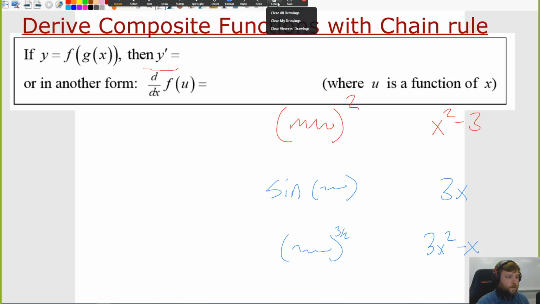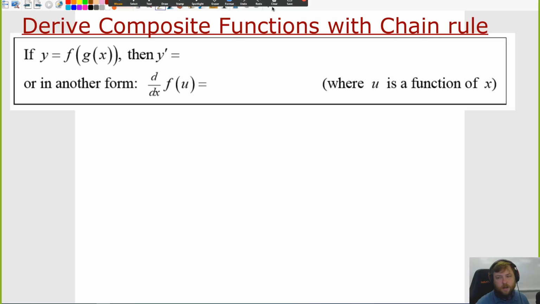All right, so let's talk about the derivative. So we talked about composite functions and identifying them. Well, now when you derive them. The idea is that if your y is f of g of x, where g of x is the inside function and f is the outside, then y prime is f prime of g of x. You might have seen this notation before. Times g prime of x.